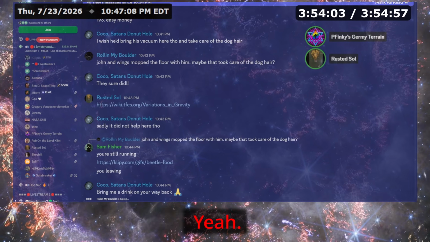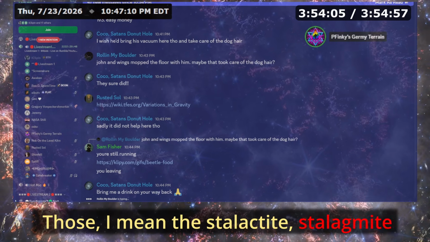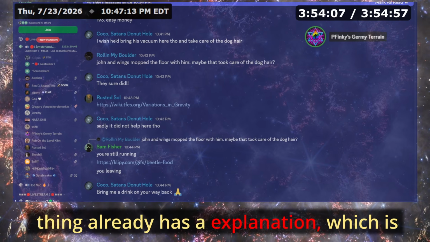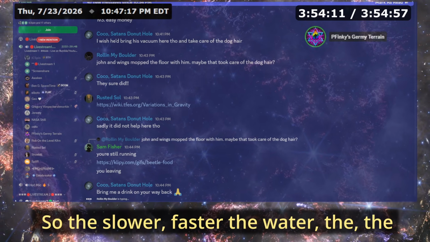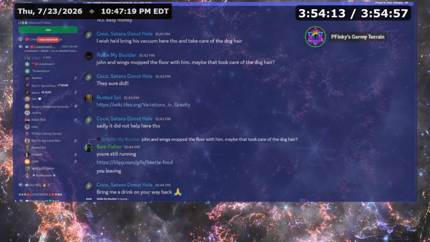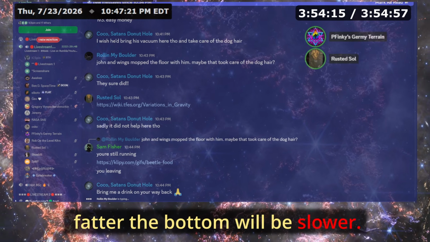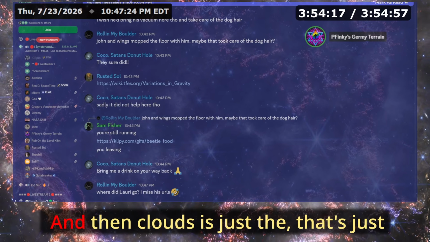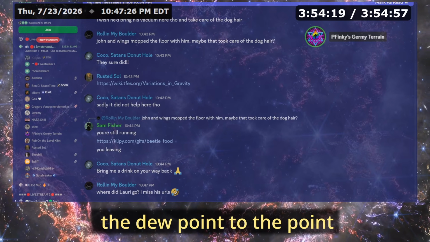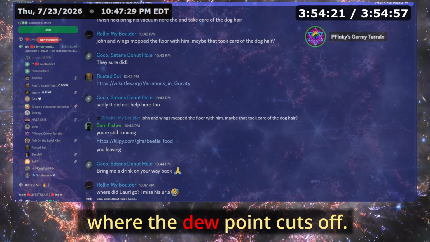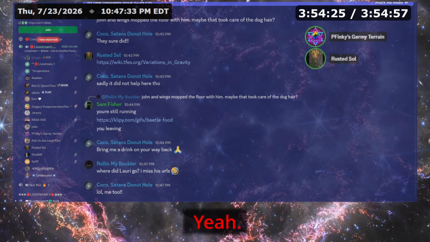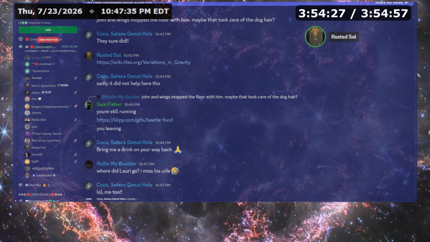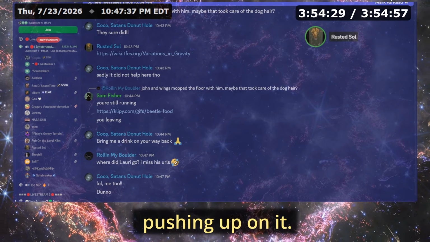So boom. Yeah, the stalagmite thing already has an explanation, which is just that the flow rate of water changes the shape. The faster the water, the fatter the bottom will be. The slower the water, the larger the top will be. And then clouds, that's just the dew point. It's the point where the dew point cuts off. That's why it looks like a knife cuts all the bottom off. But yeah, or something's pushing up on it.